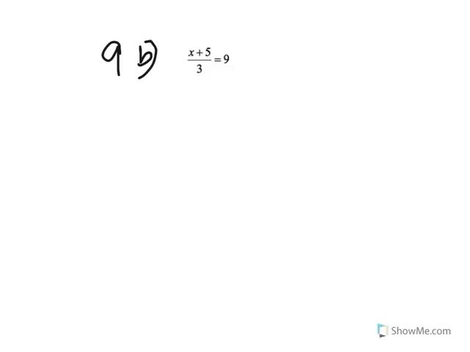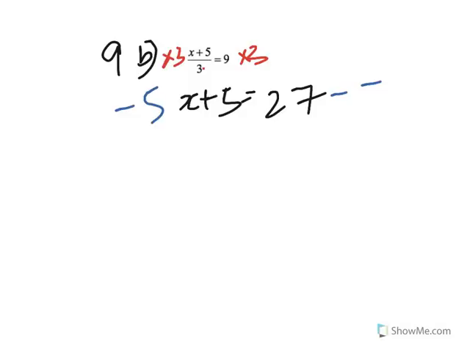So multiply 3 on both sides first of all, to get rid of the 3's. Because you can't just subtract 5 on both sides, because this is 5 over 3. So you multiply 3 on both sides, you're going to get x plus 5 is equal to 9 times 3, which is 27. Then you subtract 5 on both sides, and you're going to get x is equal to 27 minus 5, which is 22.